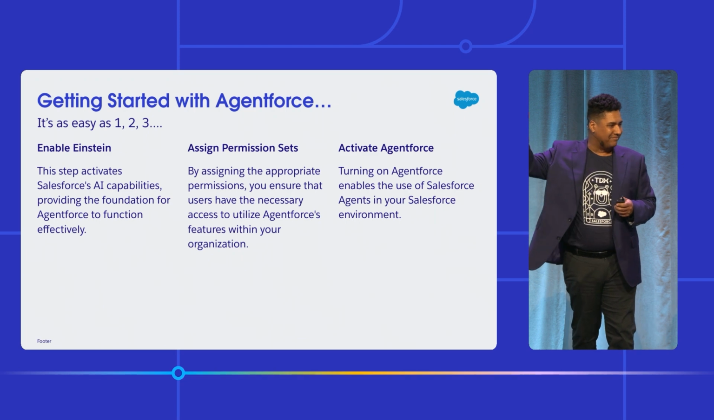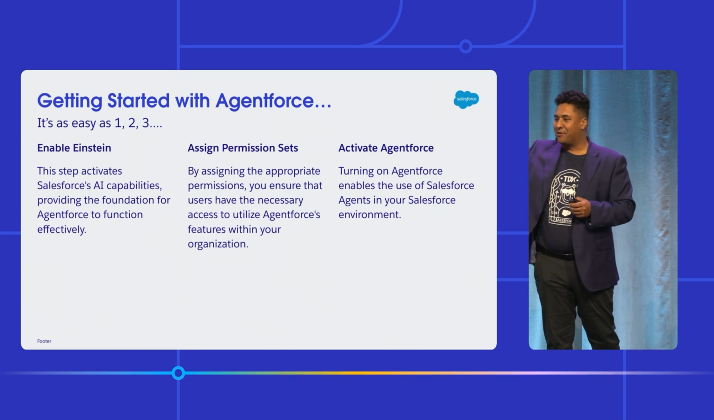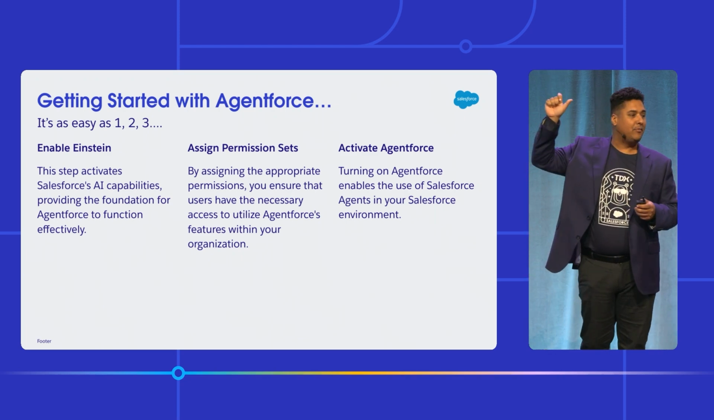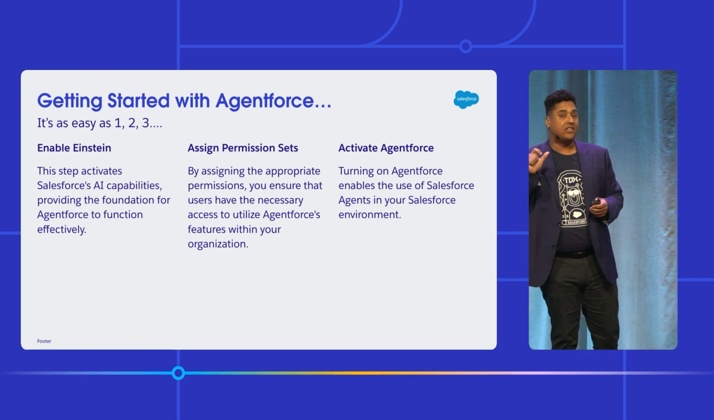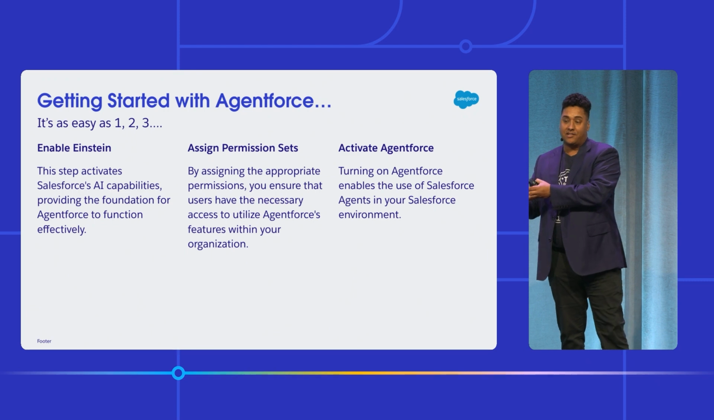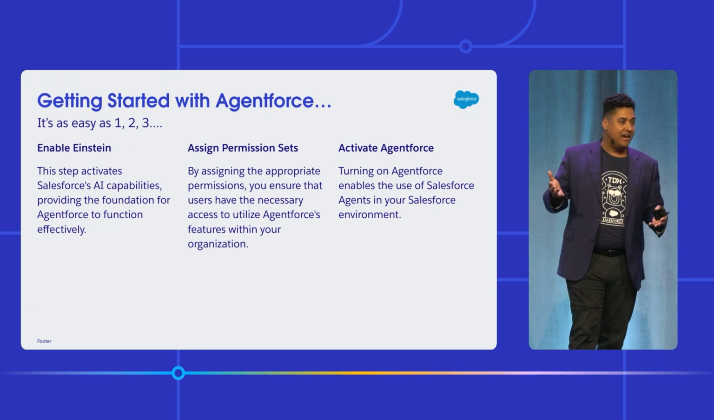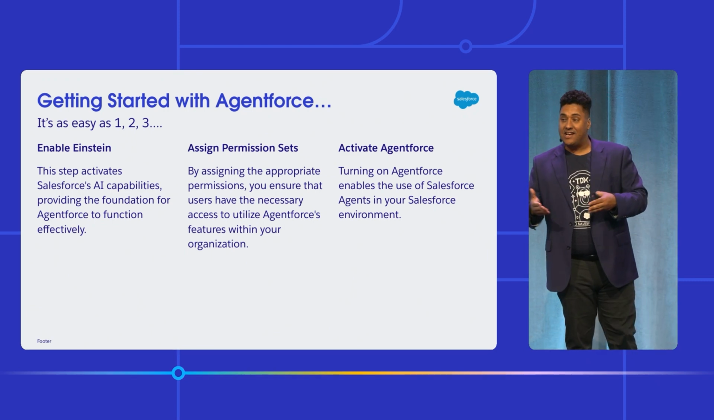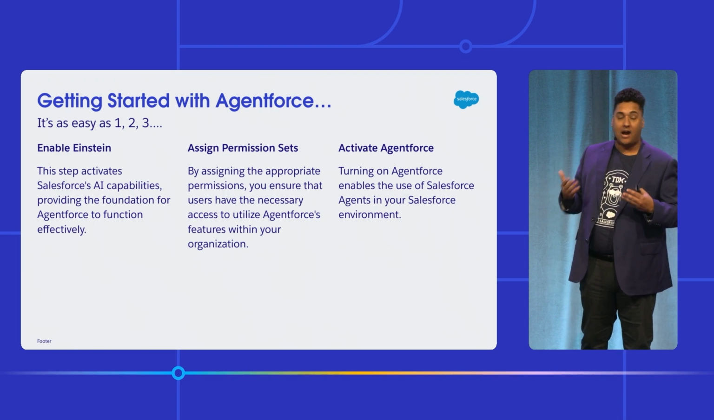First, you turn it on. Easy as that. There's a toggle that we'll use to enable it. Secondly, we assign the permission set. So one of the great things about using Agentforce versus if you were to build your own AI solution DIY outside of Agentforce is you can leverage things that as admins we're already very comfortable with.